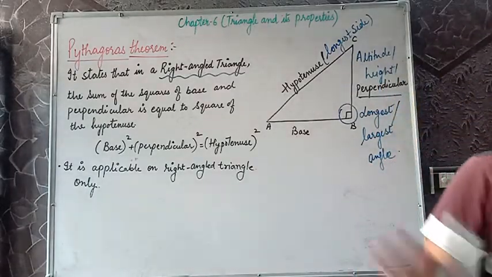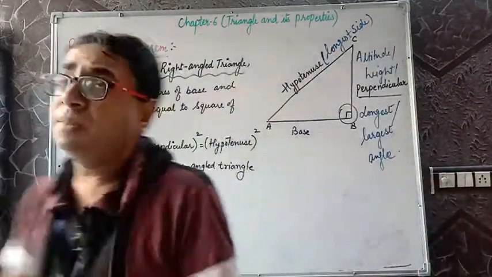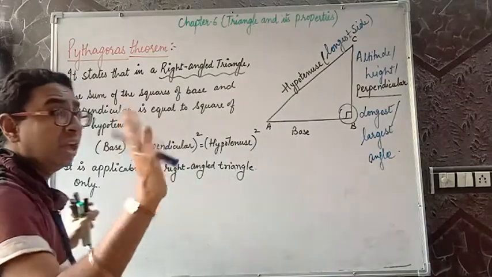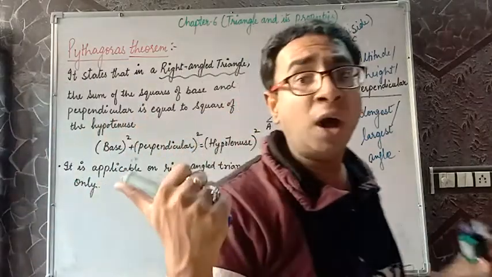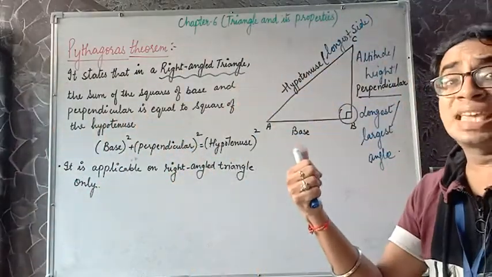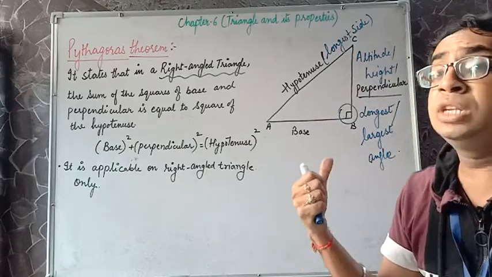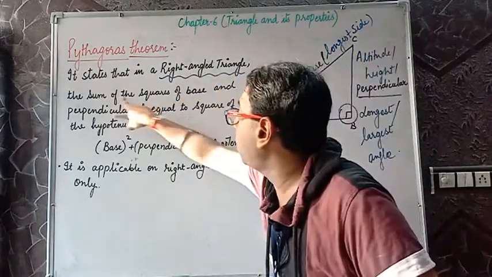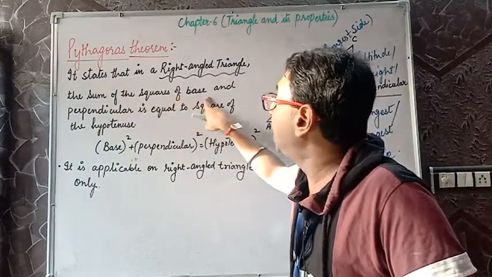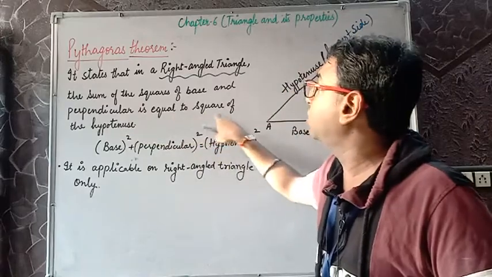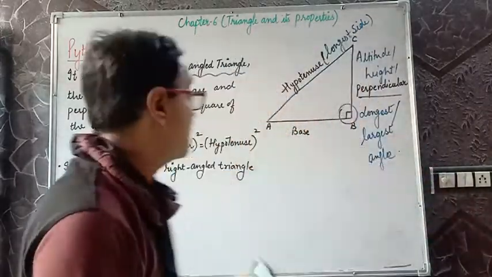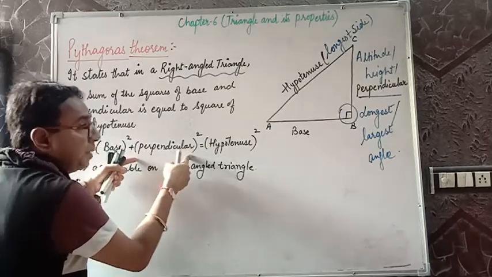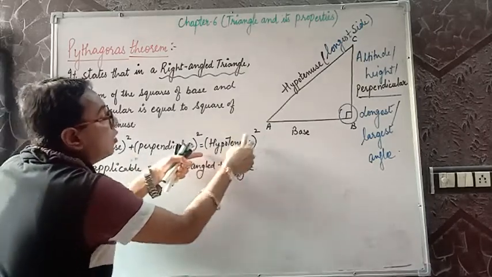So my friend, Pythagoras theorem is applicable in a right angle triangle only. You can't apply Pythagoras theorem in any other triangle, not in acute, not in scalene, not in isosceles. You need to have 90 degrees first. What does it state? It states that the sum of the squares of the base and perpendicular is equal to the square of the hypotenuse. What does it mean? The square of the base plus the square of the perpendicular is equal to the square of the hypotenuse.